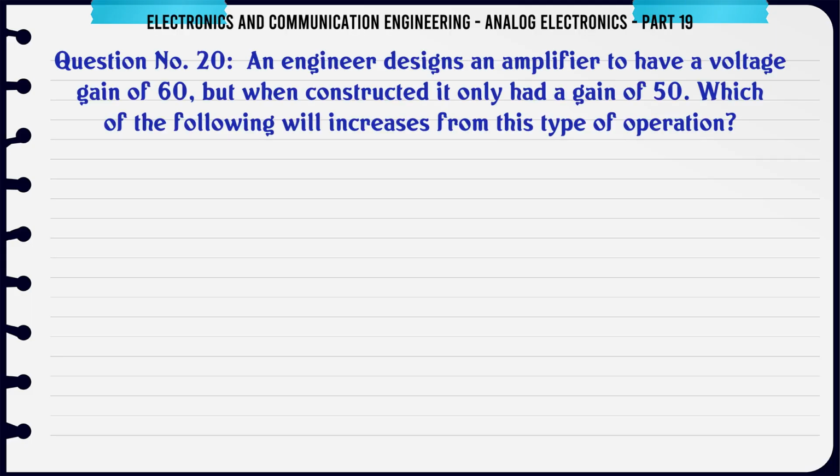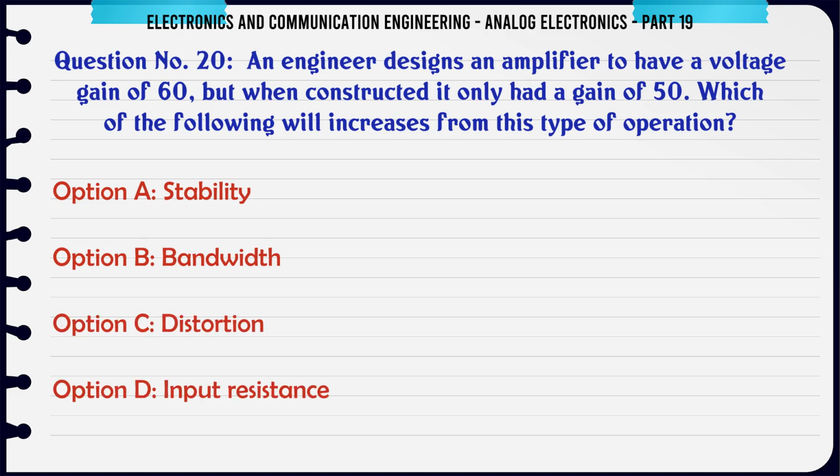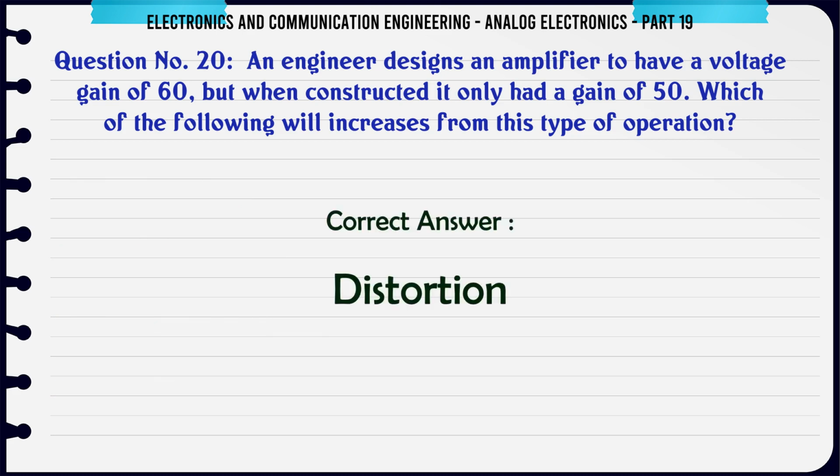An engineer designs an amplifier to have a voltage gain of 60, but when constructed it only had a gain of 50. Which of the following will increase from this type of operation? A. Stability. B. Bandwidth. C. Distortion. D. Input resistance. The correct answer is distortion.